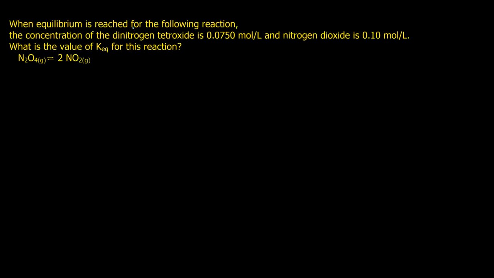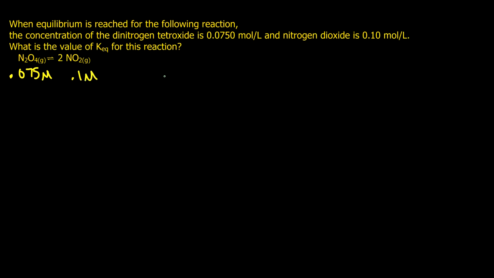Right. When equilibrium is reached for the following reaction, the concentration of dinitrogen tetraoxide is 0.075 moles per liter, and nitrogen dioxide is 0.1 moles per liter. What is the value for K for this reaction? All right. It says equilibrium is reached when we have concentrations. So we have equilibrium concentrations. Nitrogen tetroxide is 0.075 molar. Nitrogen dioxide is 0.1 molar.